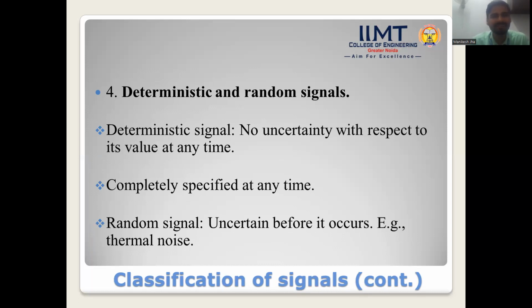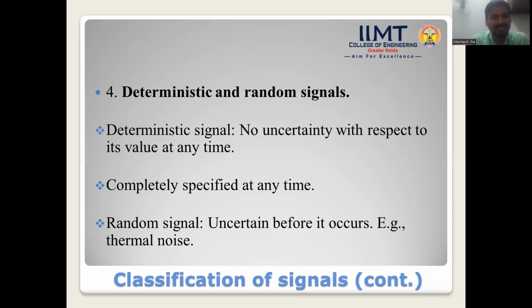The next one is deterministic and random signals. As the name indicates, deterministic means determined. So deterministic signals have no uncertainty. There is no uncertainty with respect to the value at any time. It means we understand the value of the signal at any time beforehand, for example at t equals 2 seconds, 5 seconds, or 10 seconds. Those signals are the deterministic signals.